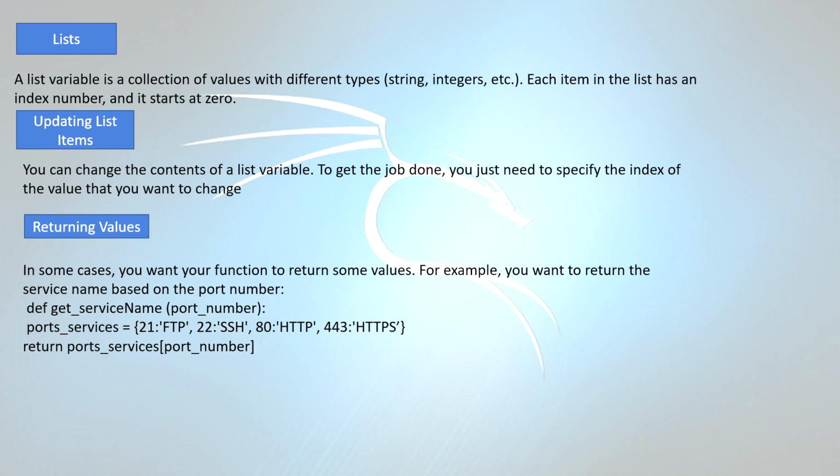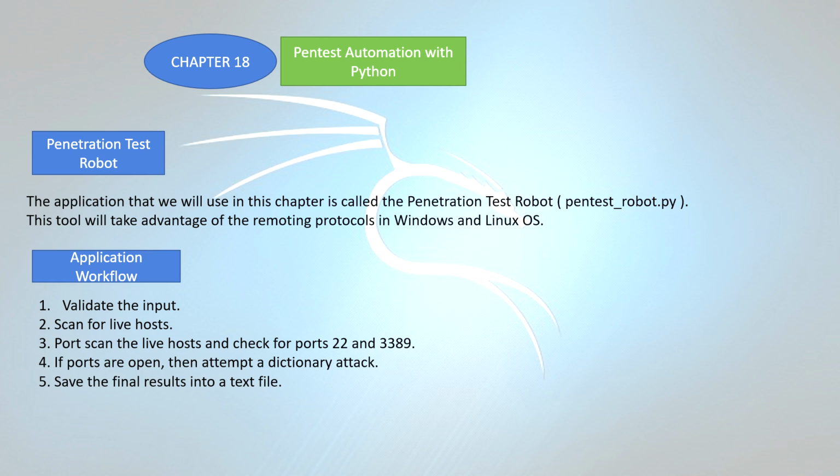Returning a value: in some cases you want your function to return a variable. For example, you want to return the service name based on the port number. def get_service_name(port): service port 21 is FTP, 22 is SSH, 80 is HTTP, 443 is HTTPS. Now Chapter 18, the last chapter, pen test automation with Python.